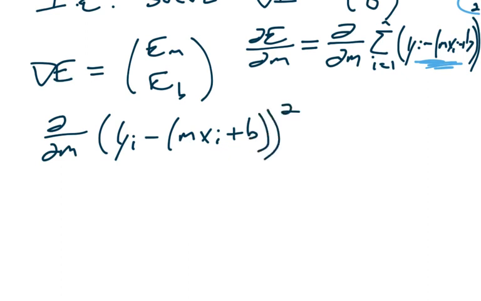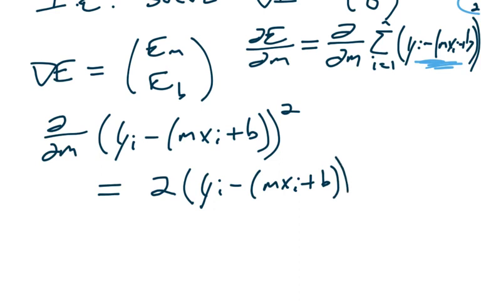All right, let's just look for any specific i. Let's see what happens here. So this is going to be 2, that's bringing the exponent down in front, taking the derivative of the outside, so to speak, times the inside left alone. And now I need to multiply this by the derivative of the inside with respect to m. And notice that that's the only place that m appears. So the derivative of minus mxi with respect to m is just going to be minus xi.